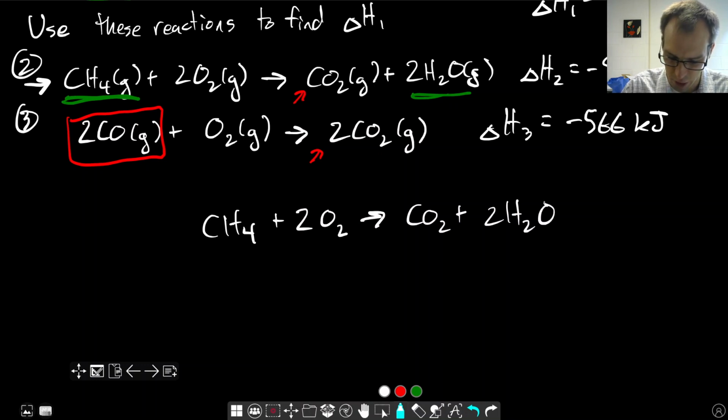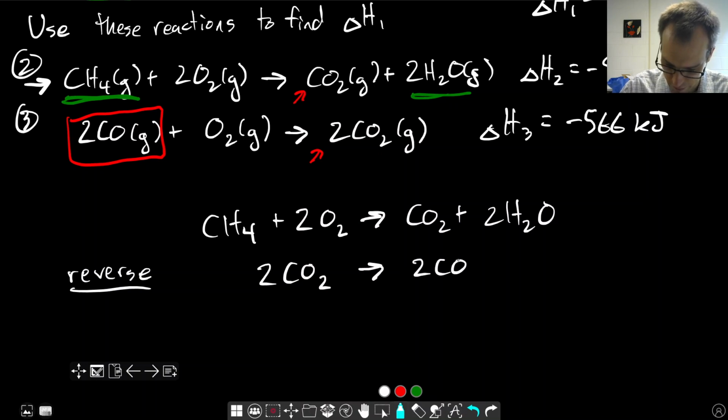And then equation 3 we're going to flip around, so we're going to reverse it. And as we do this, we want to keep track of what we've done so that we can do the same thing when we add together the enthalpies using the principle of Hess's law. All right, so our reactants now are 2CO2, and our products are 2CO plus O2.